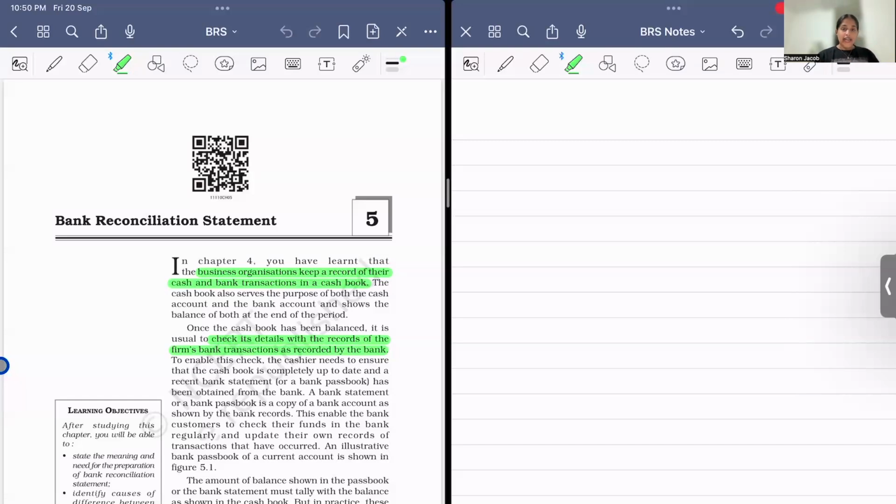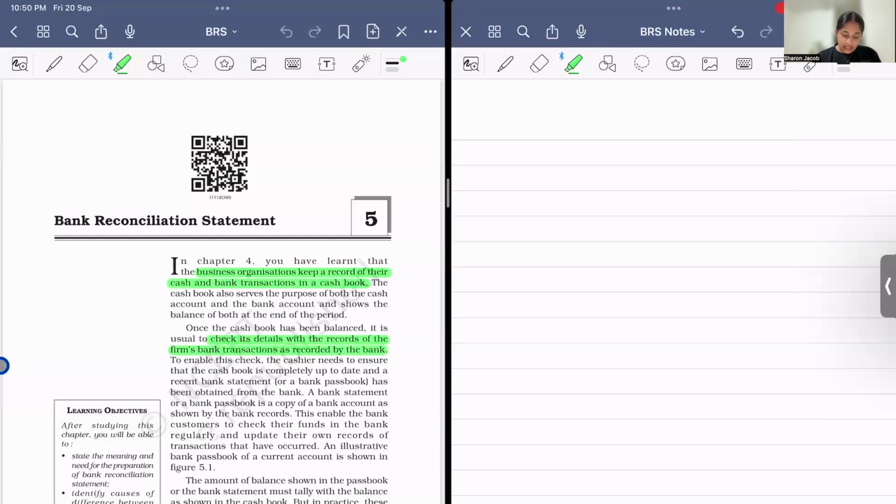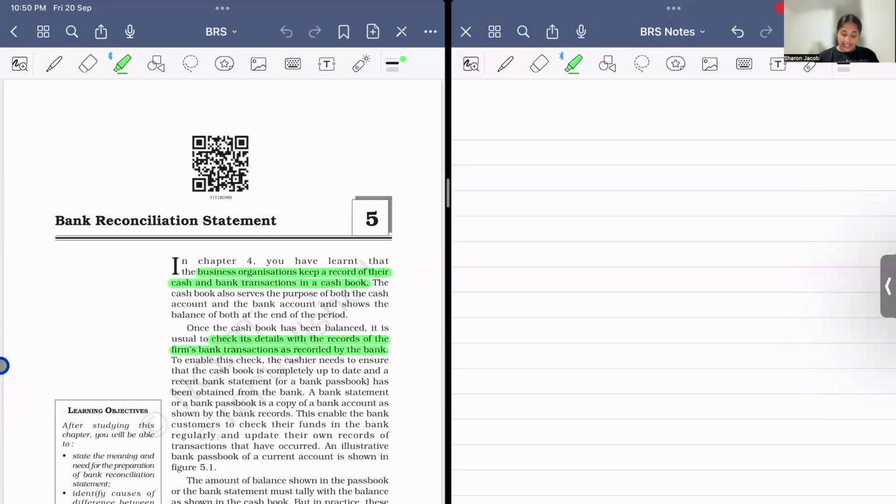So I have highlighted two lines over here. Business organizations keep a record of their cash and bank transactions in a cash book. It is usual to check its detail with the records of the firm's bank transactions as recorded by the bank, right? Now, the amount of balance shown in the passbook or the bank statement must tally with the balance as shown in the cash book, ideally, right? Because we are talking about the same transaction.